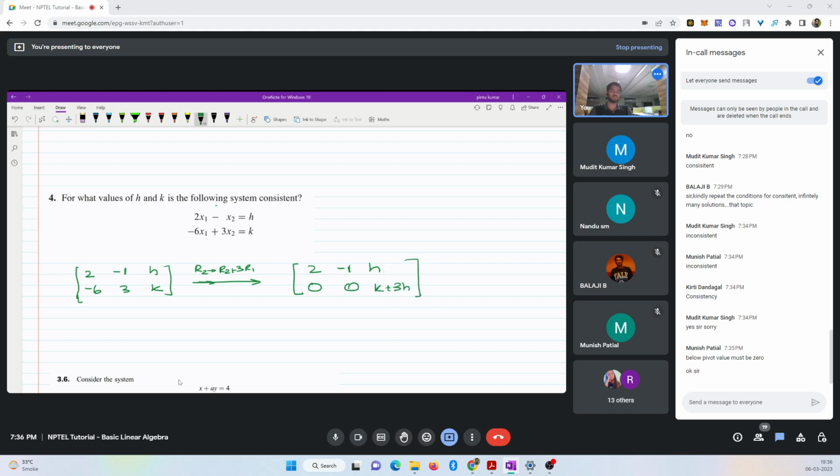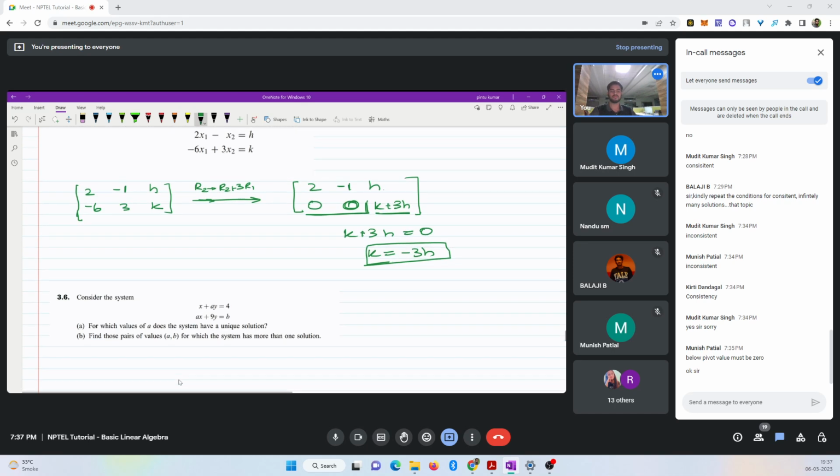Now, if we want our system to be consistent, because we got everything before the last column to be 0, this entry should also be 0, otherwise the system will become inconsistent. So we want k plus 3h to be 0. What does this mean? That k should be minus 3 times h. So this is the condition on h and k that will make the system consistent. Hope this is clear for everyone.